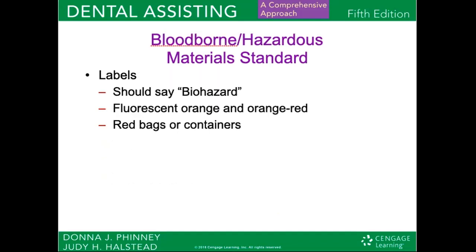Labels should be placed on all containers with blood or opium in them. The containers themselves must be color-coded. These labels are required on regulated waste receptacles, refrigerators, freezers, transport or storage containers, and contaminated equipment containing blood or opium.